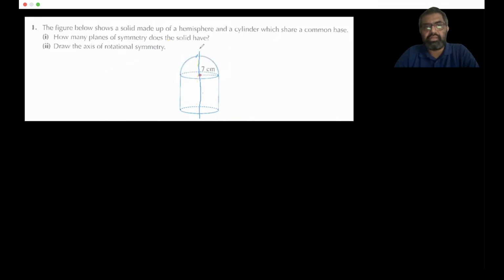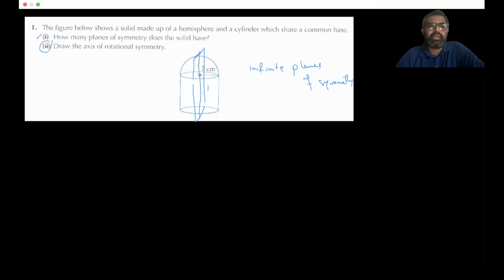You can imagine this in 3D. If we keep on rotating this plane, we are going to have planes of symmetry. So there will be infinite planes of symmetry, because of its uniform circular nature.